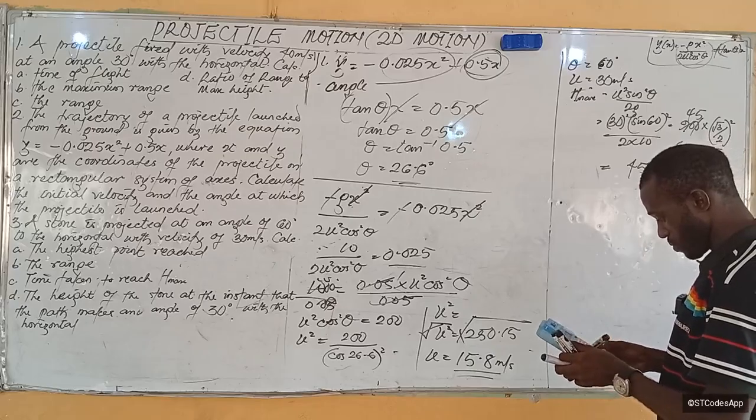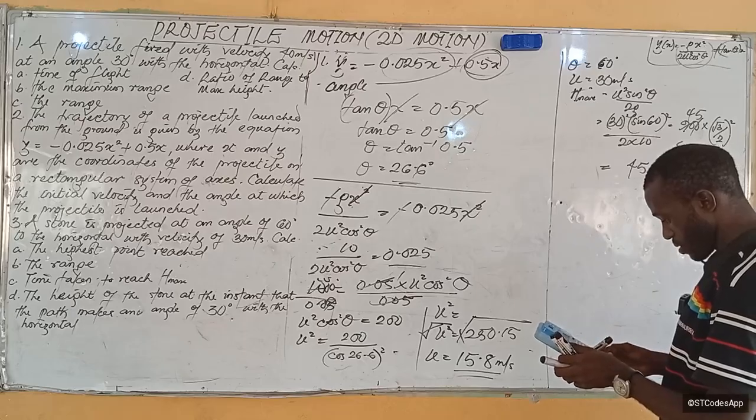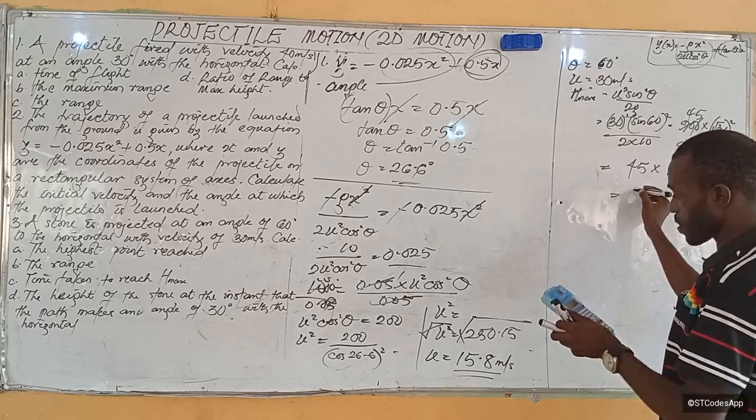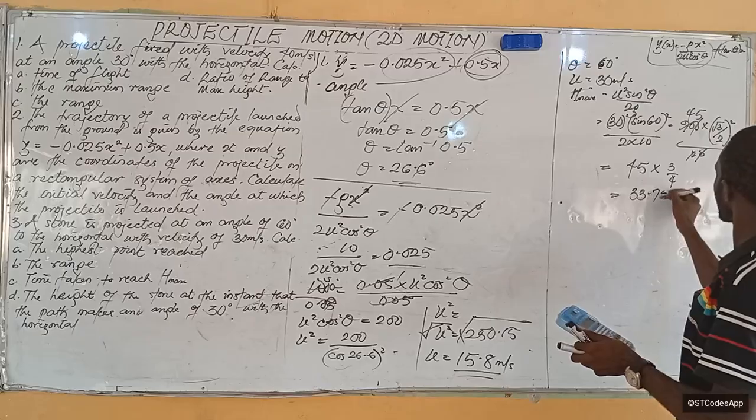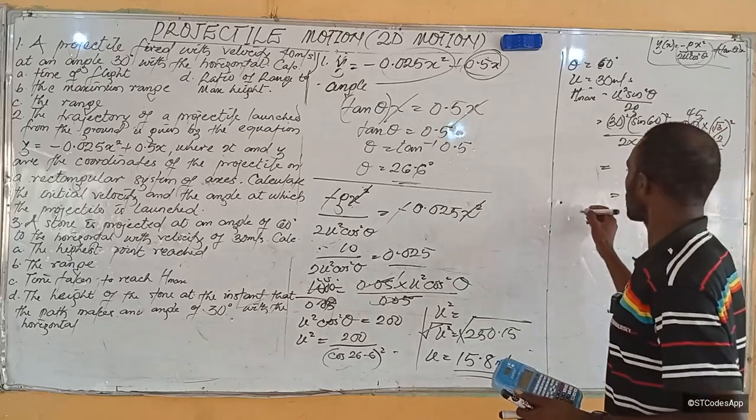45 times 45 times 0.75 is equal to the maximum height, which is 33.75 meters. That's the answer there. The second one, the range.